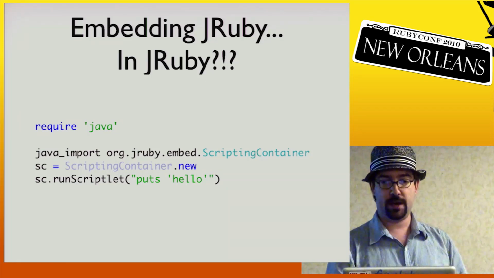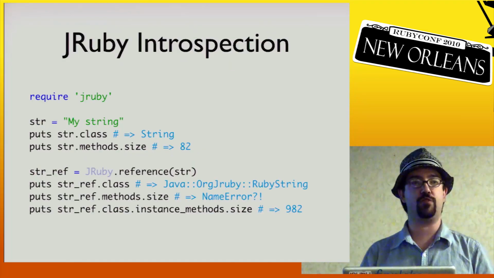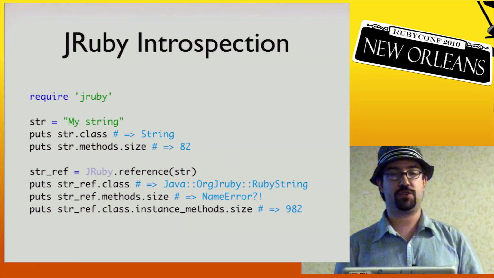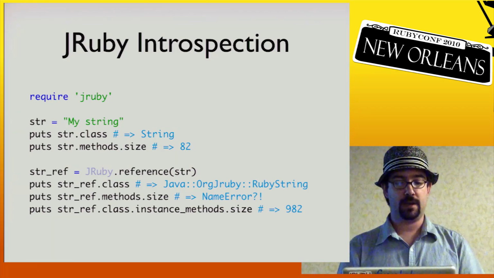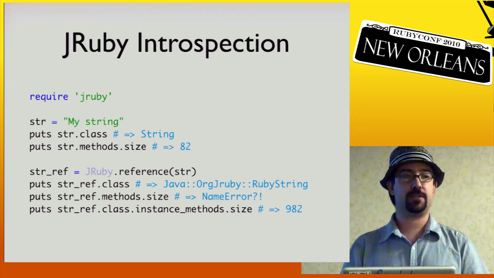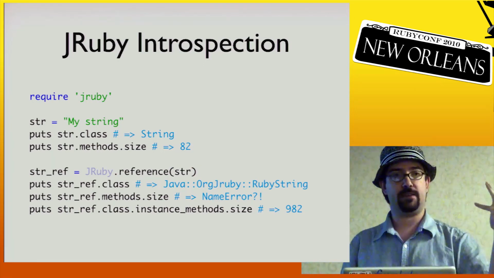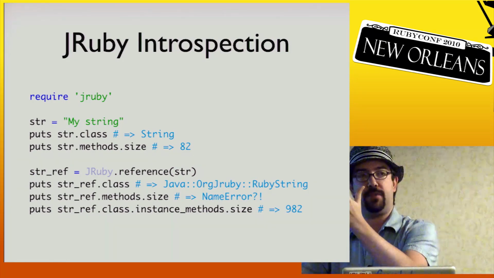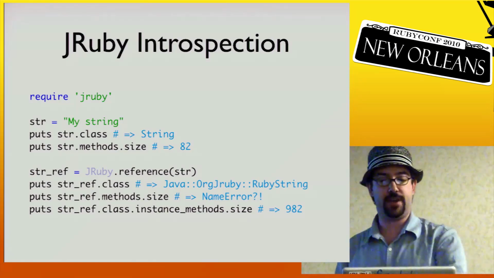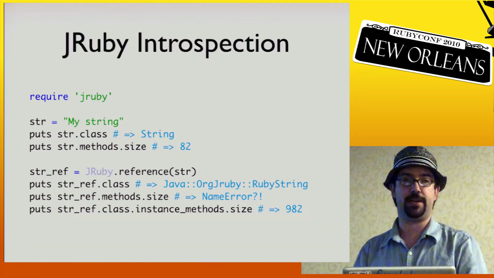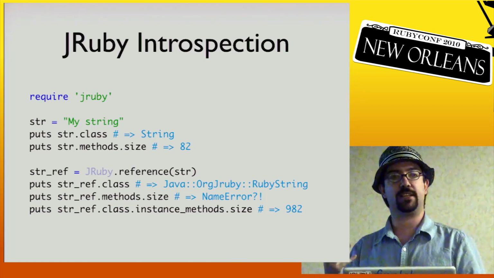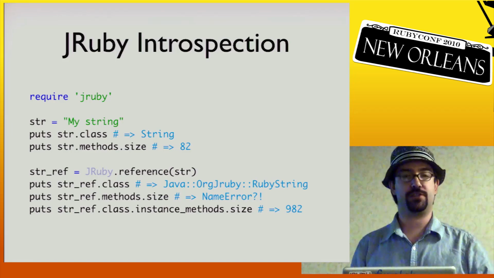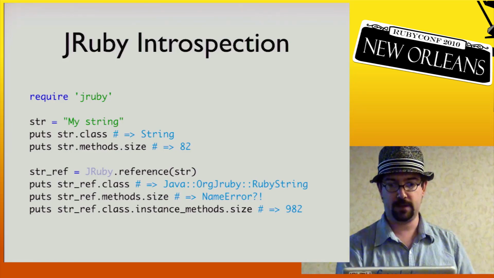Now the wilder stuff is when you pull in the JRuby library, require JRuby. You can see here we've got a string, which the class is string. It's got 80-some methods. But if you use this JRuby.reference, what it actually does is take that Ruby string, which looks like a normal Ruby string, and says, here's what the Java view of that object is. All the Java methods are there. You can see there's 982 methods on here. Some of those are aliases of others, but basically everything that's defined on our Ruby string class in Java is now accessible. And you can start poking around the internals of JRuby itself.